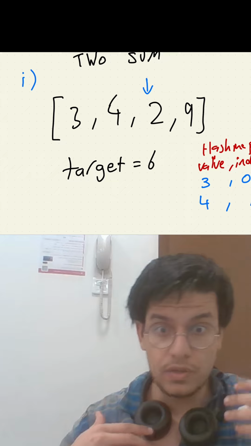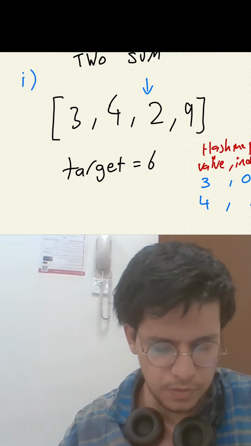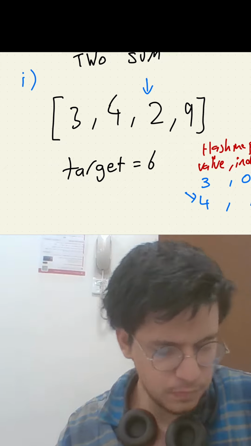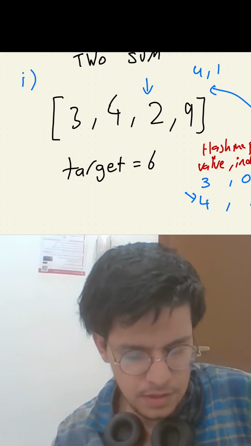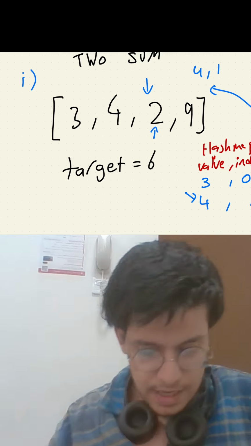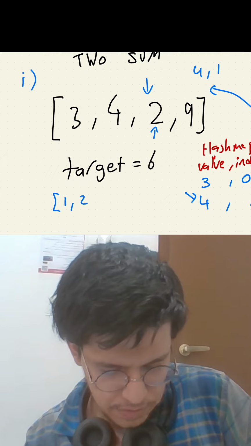Again, for a 2, what do we need to get 6? We would need a 4. We look inside our HashMap. Yep, there's a 4 here. We return, yep, we have a 4. The index is 1. We know the index that i is on already, it's just i. And we return those indices, which are going to be 1 and 2.